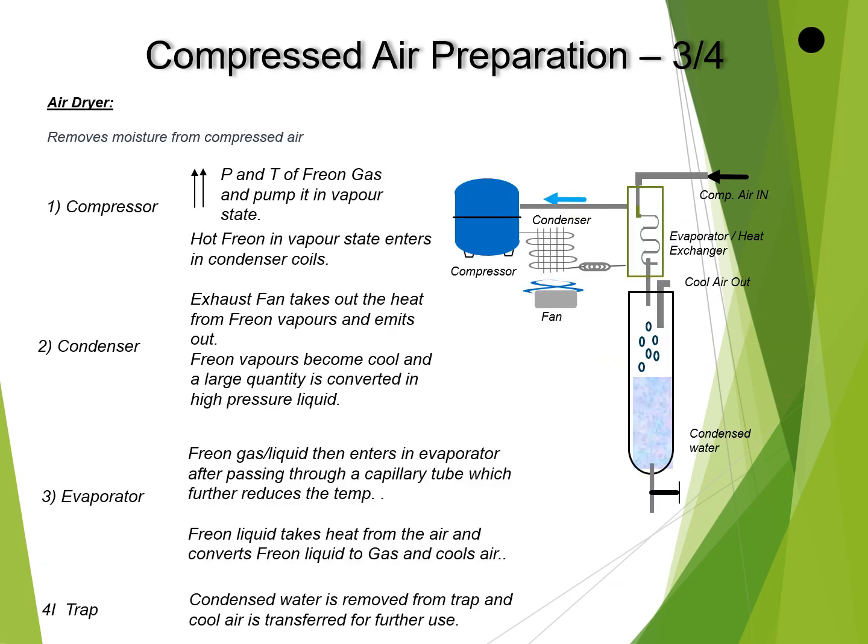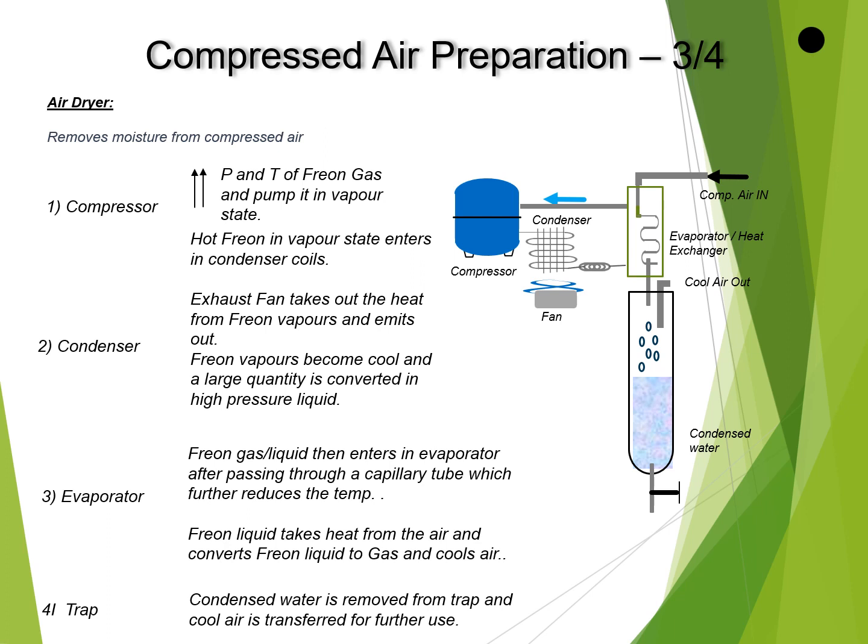Next equipment used to condition the compressed air is an air dryer. You can see a typical diagram of an air dryer. It has got a compressor, condenser, an evaporator and a trap. These are the four major components of an air dryer. The working medium of an air dryer is freon gas generally. The air dryer removes both heat and moisture from the compressed air.